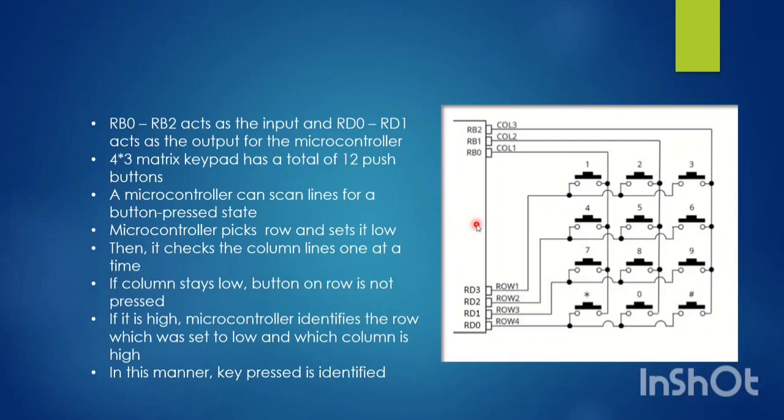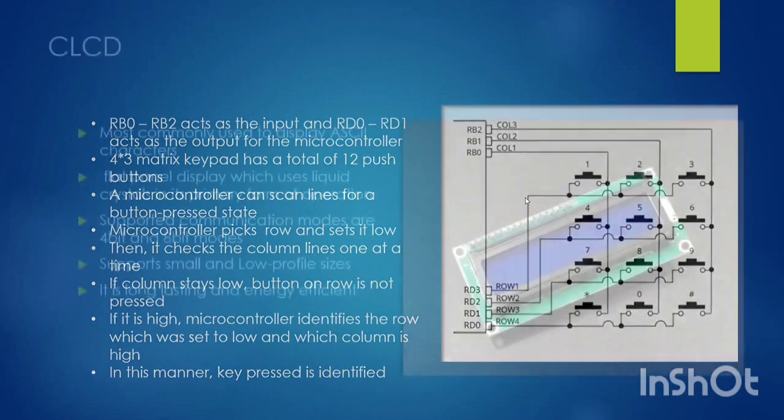The microcontroller scans for a button state first. Initially the microcontroller picks a row and sets it low, and then checks the column lines one at a time. If the column remains low, it indicates that the key is not pressed, and if it shows high, then the microcontroller identifies the row which was set to low and which column is high. In this manner, the key press can be identified.